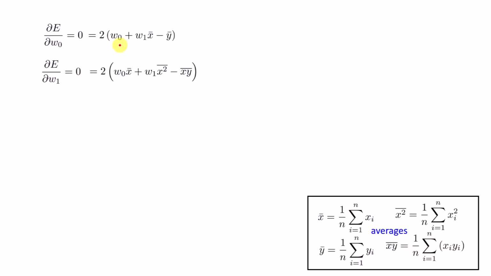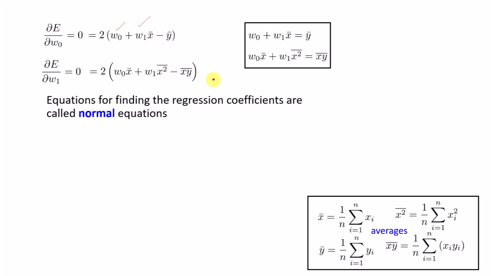And I have these 2 equations here. You can see that the 2 equations contain 2 unknowns, w0 and w1, so we should be able to solve them from these 2 equations. Such equations, which give us the regression coefficients, in this case w0 and w1, we name as normal equations. Now solving these equations is easy. For instance, I can take the top equation and multiply it with x bar, and I get w0 x bar plus w1 x bar whole square, this is not x square bar, equals x bar y bar.